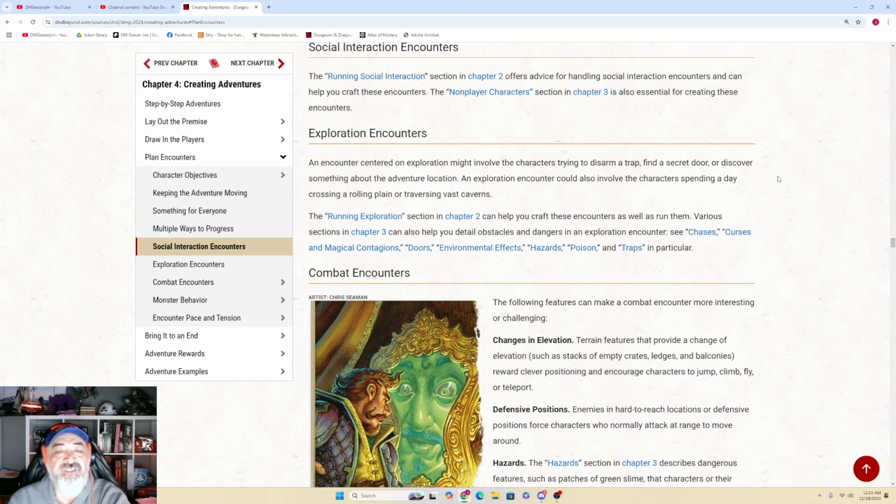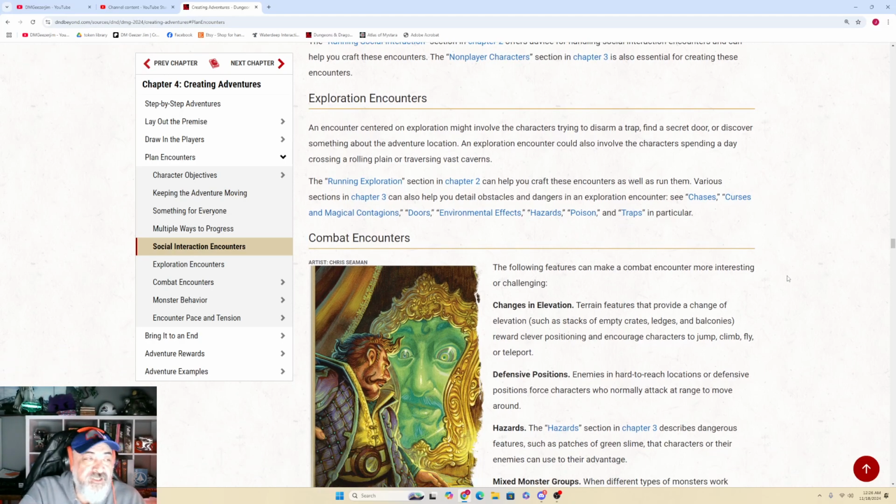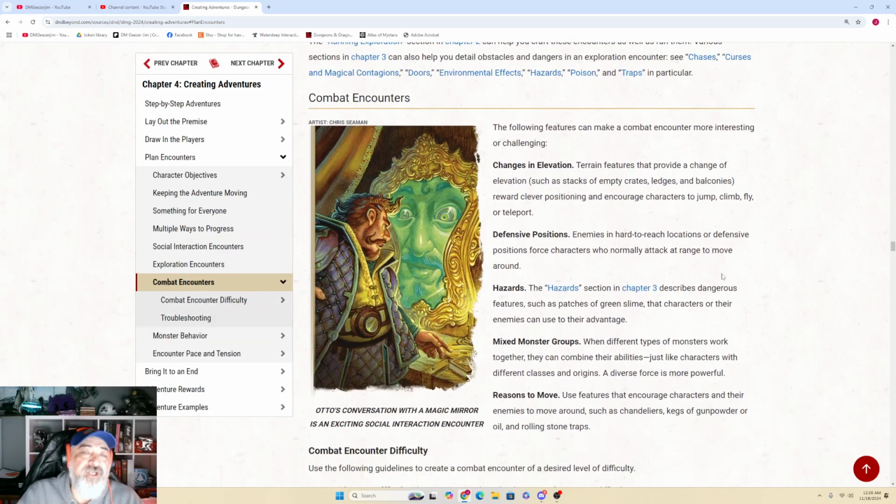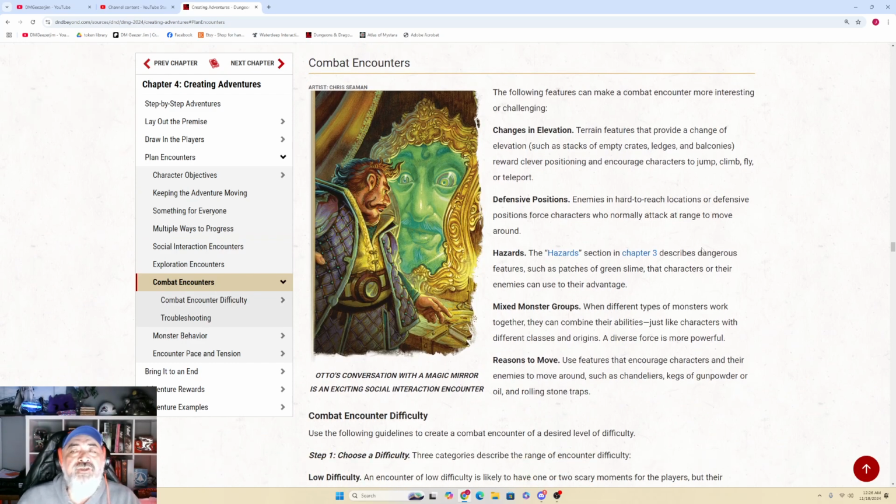See chases, curses and magical contagions, doors, environmental effects, hazards, poisons, and traps in the Toolbox, Chapter 3, for particular stuff. Combat encounters. The following features can make a combat encounter more interesting or challenging.